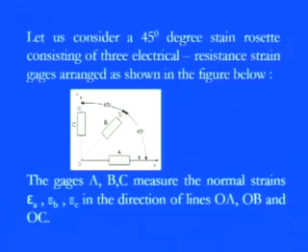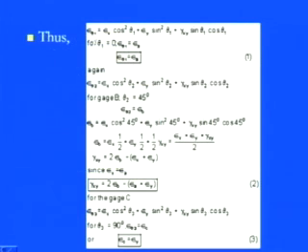Let us now consider the optimum case which we discussed, the strain rosette at 45 degrees. The 3 electric resistance strain gauges can be arranged in the corresponding x, y and xy directions, and the middle one is simply set at a 45 degree angle. The gauges A, B and C simply measure the normal strains epsilon A, epsilon B and epsilon C in their respective directions, OA, OB and OC.